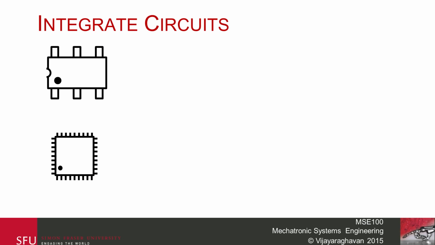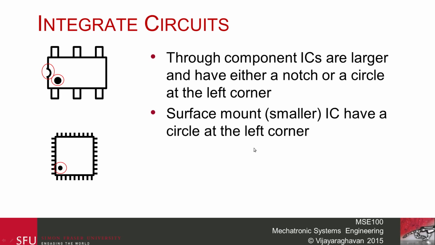Basically, if you look at a schematic or a simplified version of the chip, you typically would see something like this. The through-hole component chip, which is the larger one, either has a notch here or a hole. Sometimes it has both, which helps you determine the bottom left corner. Same thing if you have a surface mounted component, which is much smaller like so, and then you have these pins, which look like tiny wires or tiny legs. The circle would help you determine the bottom left corner.